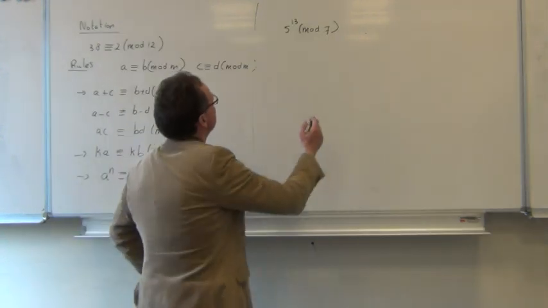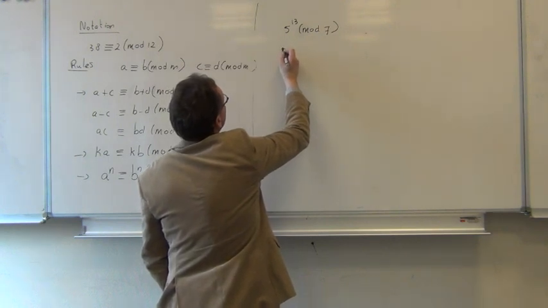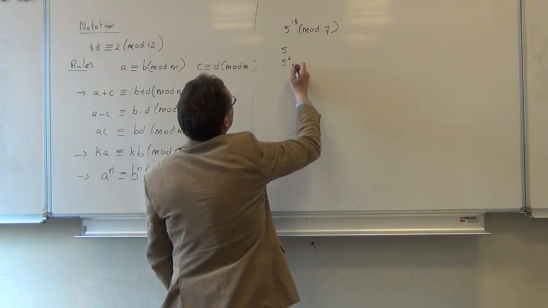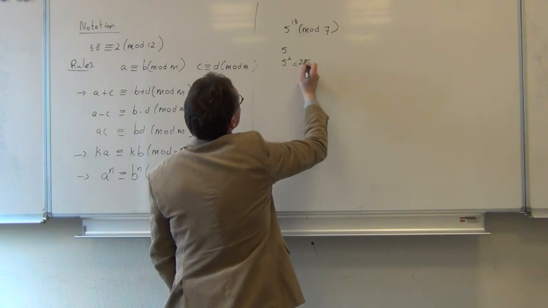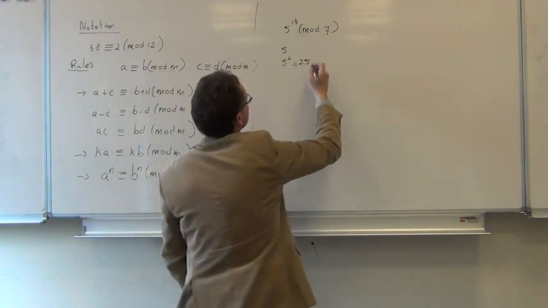For example, suppose we write down some powers of 5. So we have 5, and then if you take 5 to the power 2, it's 25. And that will be 4 modulo 7, isn't it?